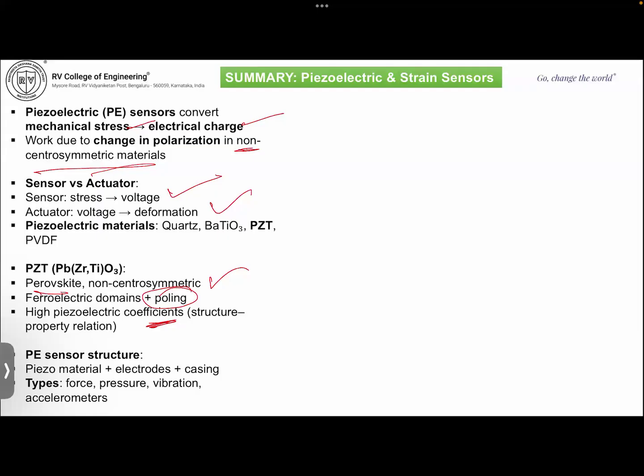High piezoelectric coefficient means d is equal to C/N, where C is the charge and N is the force. Even for a small force, a large amount of charge is created. That is called a high piezoelectric coefficient.